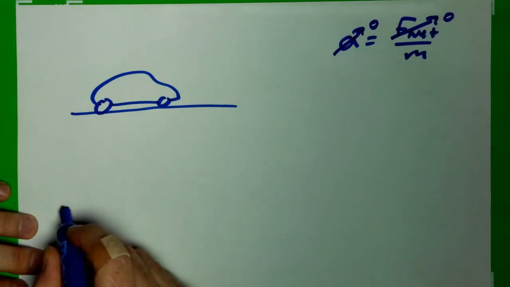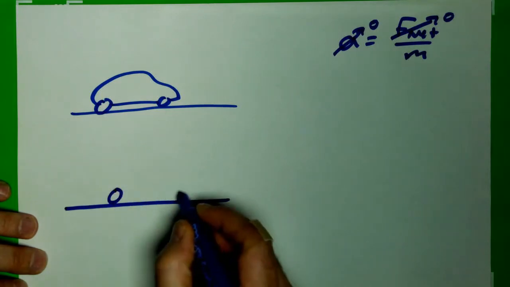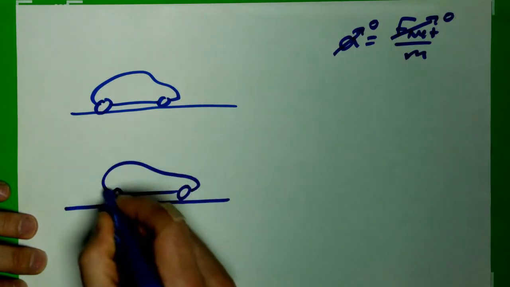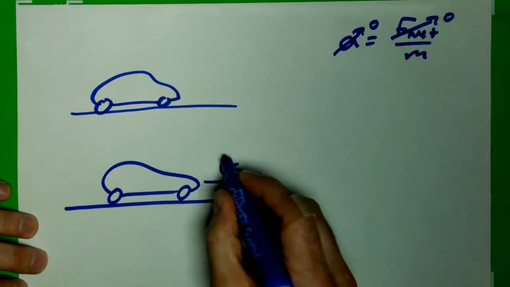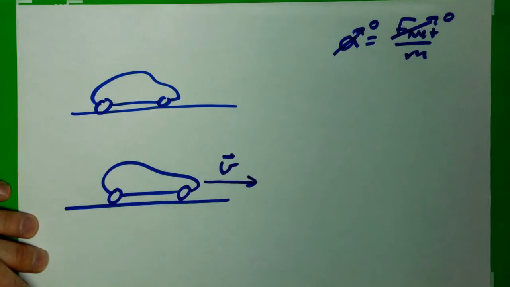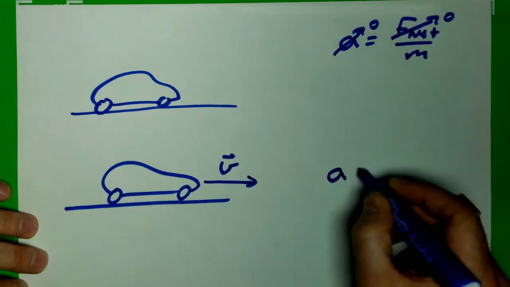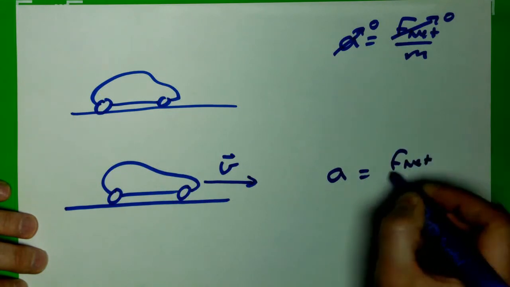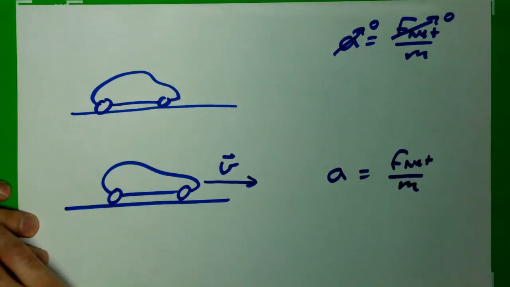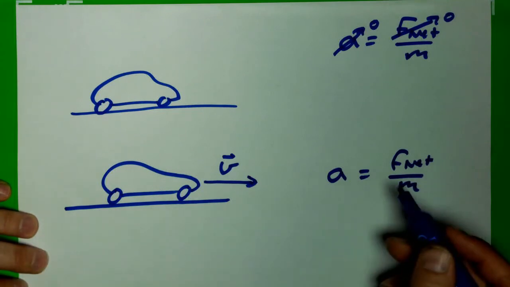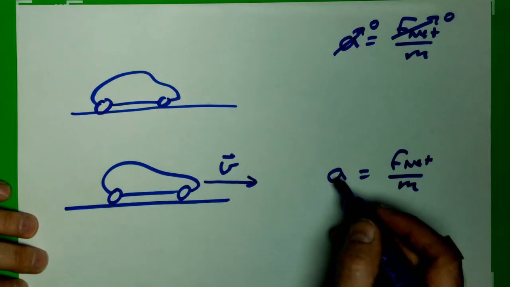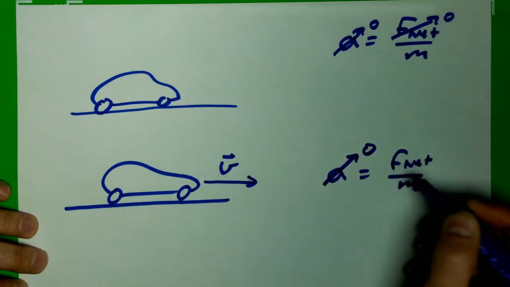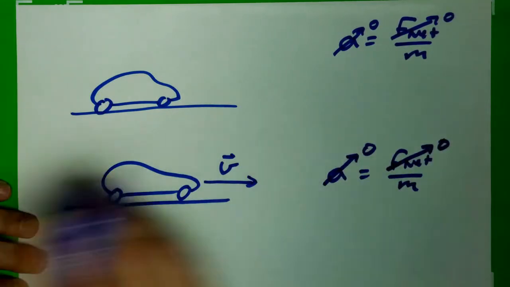But what about this case? I've just gotten into the car, and now I'm driving down the road at constant speed. Well, what does this say? Are there net forces acting on that car? According to Newton's second law, if I'm traveling at constant speed, the acceleration is still 0, which means the net force is still 0.